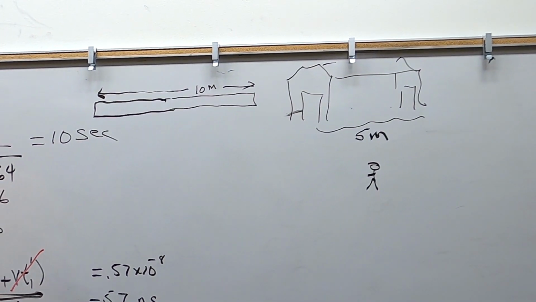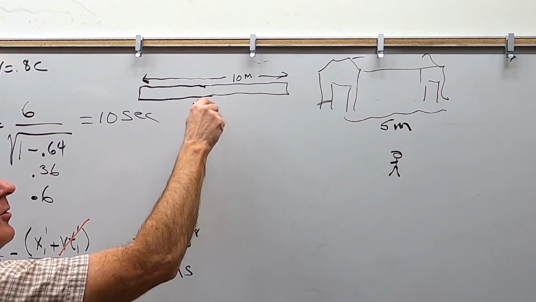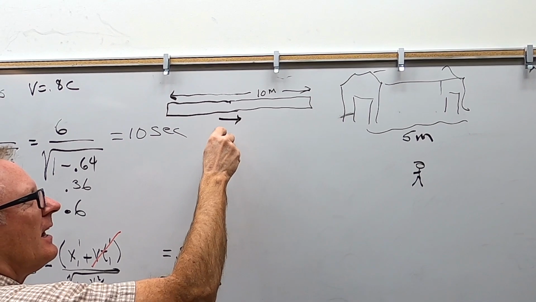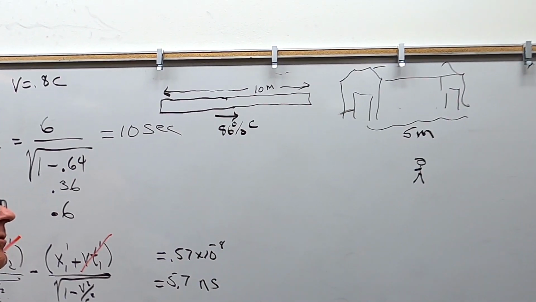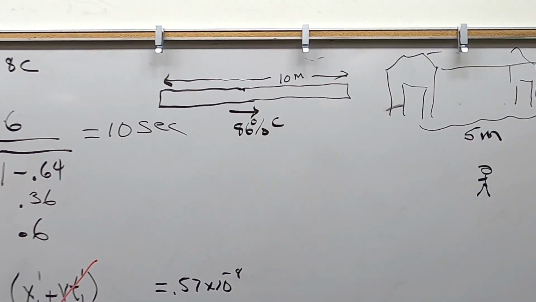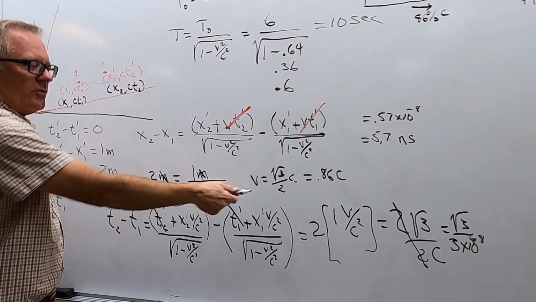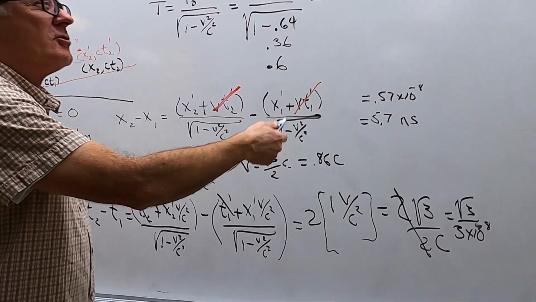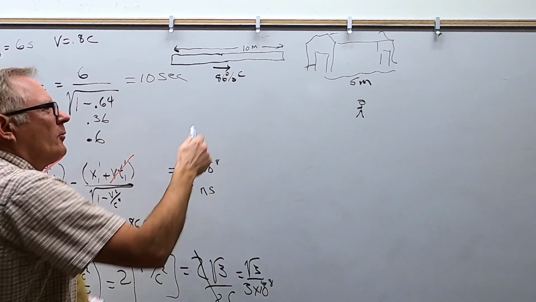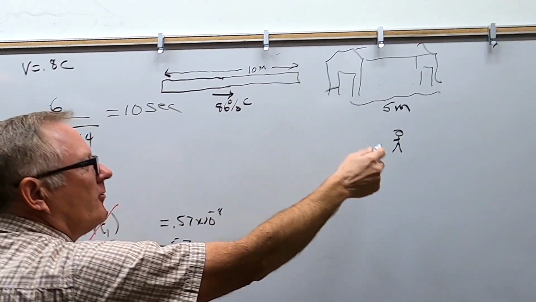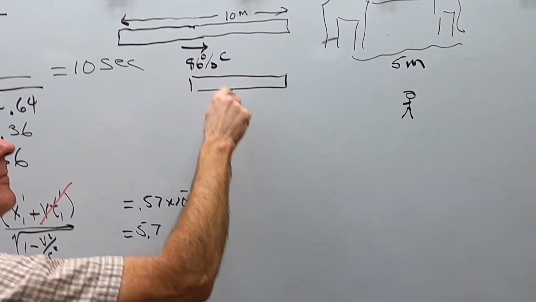And this person carrying this pole or rod is going to move at 86% the speed of light. We know when you go that fast, that gamma factor that we had before is 2. We already did that right here. So this pole shrinks. Remember, lengths contract. It will only appear to Frank to be 5 meters long.